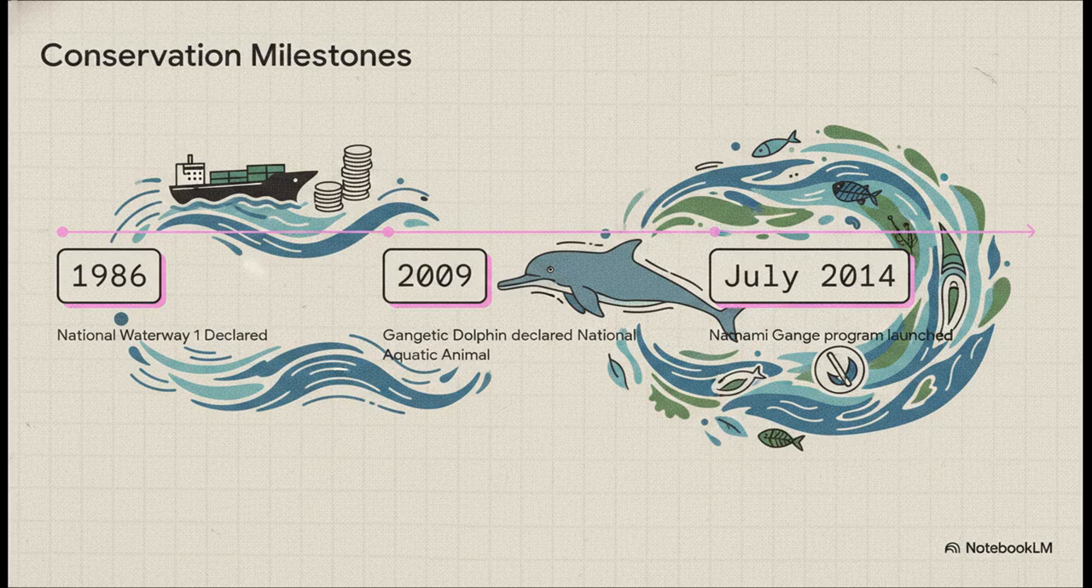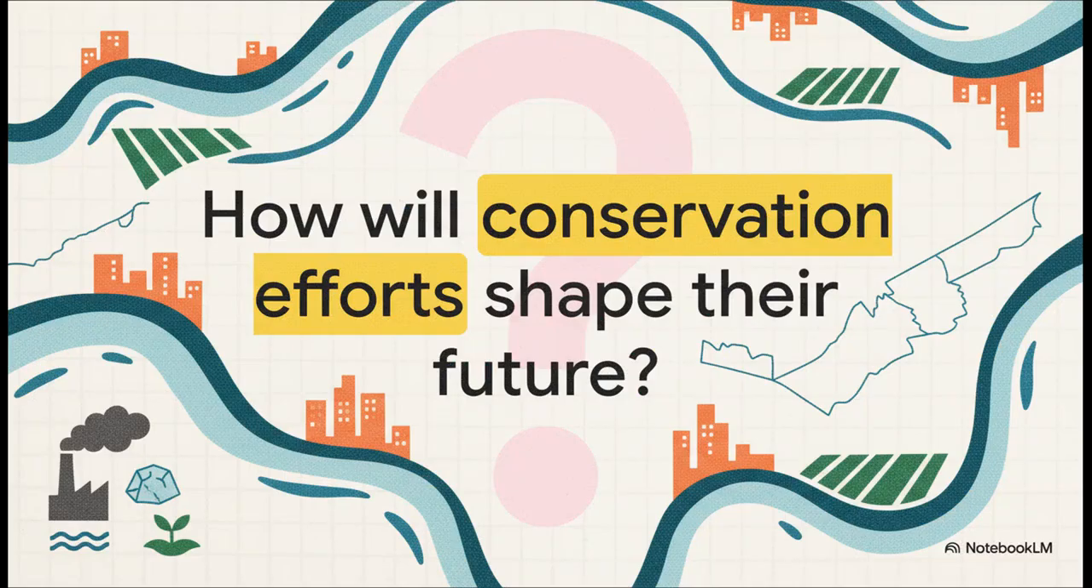Well, tracing our modern civic and ecological awakening reveals a pretty clear timeline. We officially recognized the river's immense economic value in 1986 with National Waterway 1. Then, ecologically, a massive milestone hit in 2009 when the incredibly rare freshwater Gangetic dolphin was officially declared India's national aquatic animal. And more recently, in July 2014, the Namami Gange program was launched to comprehensively tackle pollution and conserve the river's water quality.